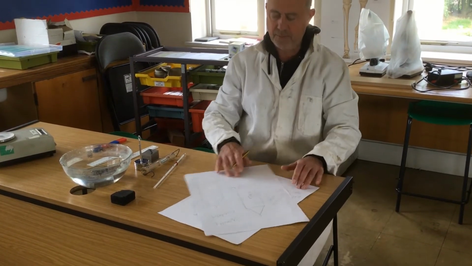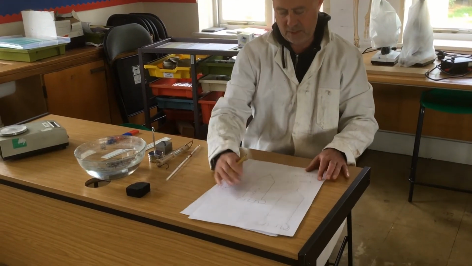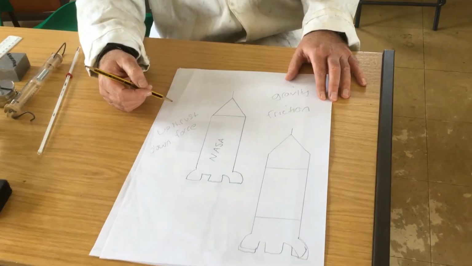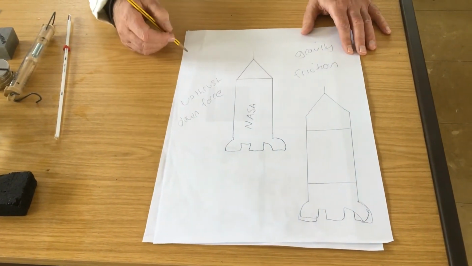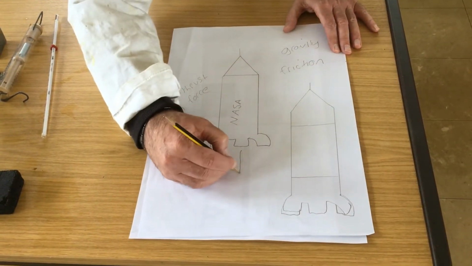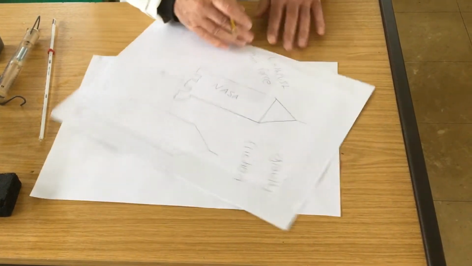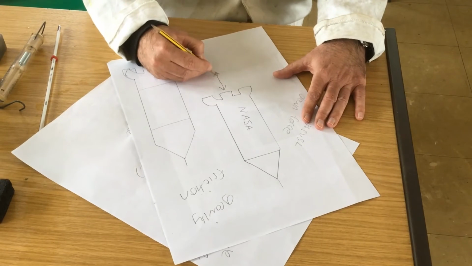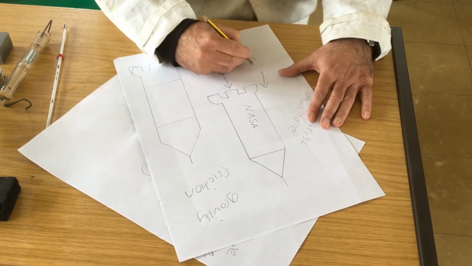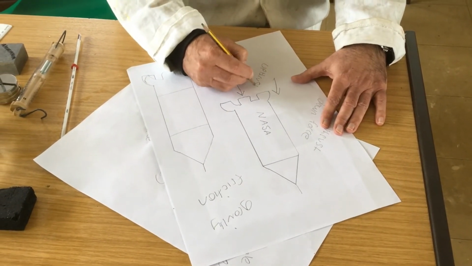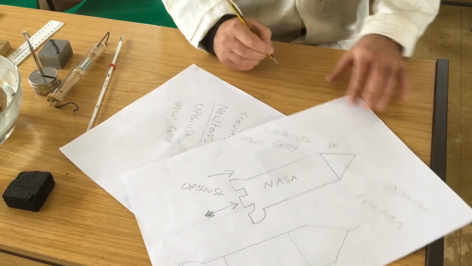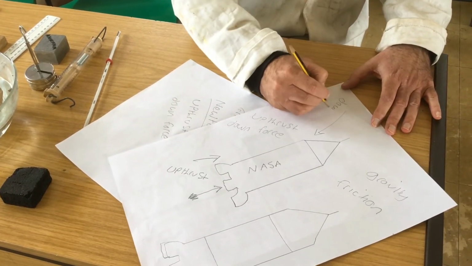Where could we, on that rocket, put an arrow to show where there's going to be friction, where there's going to be an upthrust? I'm going to do the first one. There's your upthrust. Maybe I should have done it the other way around, because it's going upwards, isn't it? So that's your upthrust. Your downforce is going to be there, isn't it? Because of gravity. So there's your downforce.